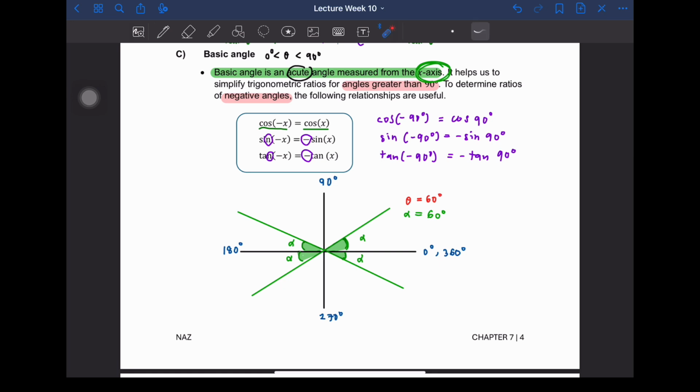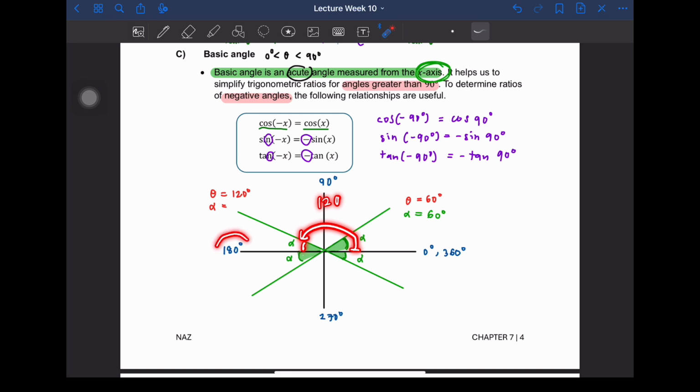So 120 degree means that dia dah pergi lebih besar daripada 90 and before dia sampai 180. So 120 duduk dekat belah sinilah, kuadran yang kedua. So theta is equal to 120 degree. So how are we going to find our alpha over here? Macam mana kita nak cari nilai alpha kita? So we know that from here going anti-clockwise to here dia adalah 120 degree. Okay, and then macam mana kita nak cari nilai dekat sini?